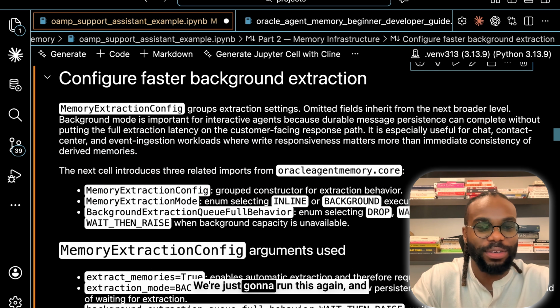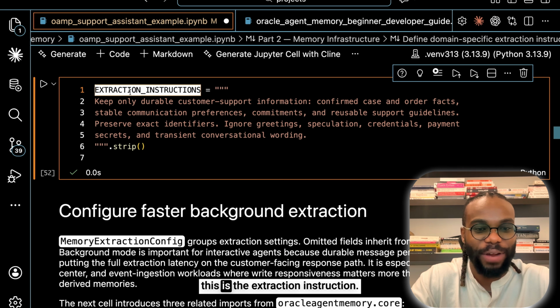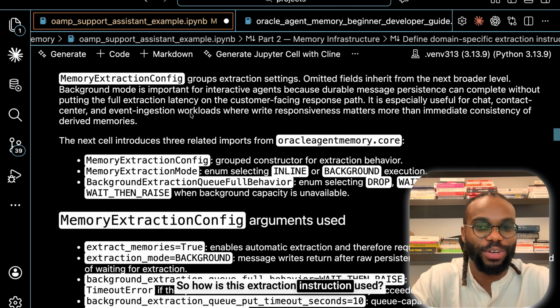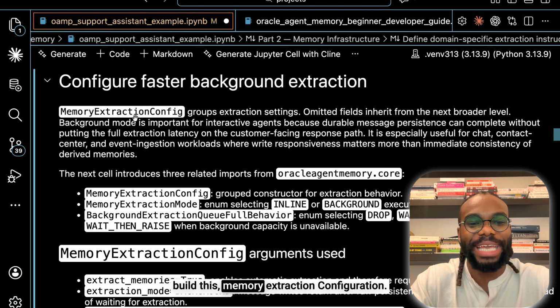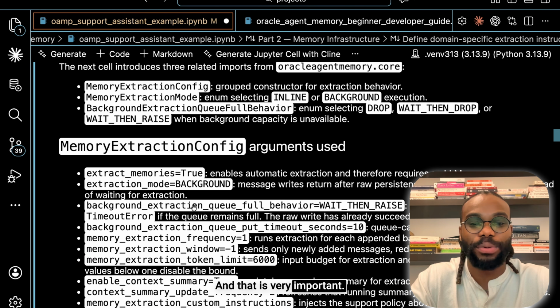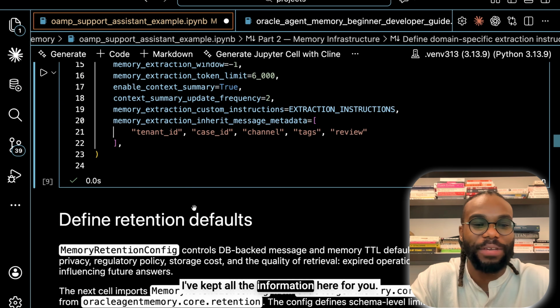We have this, we're just going to run this again, and this is the extraction instruction. So how is this extraction instruction used? Well, what we're going to do is build this memory configuration, and that is very important. And you can read the arguments. I've kept all the information here for you.